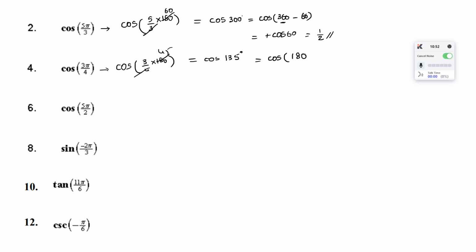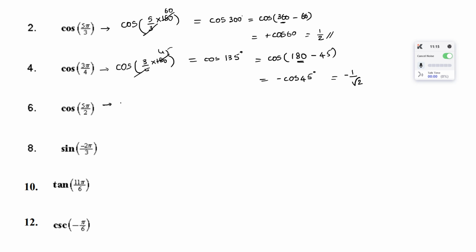So cos 135 can be written as cos 180 minus 45. So whenever the reference angle is 180, there will be no change in the name. That will become cos 45 itself. And 180 minus theta belongs to the second quadrant, in the second quadrant sine is positive and cos is negative. So I have to put a minus symbol, and the answer is minus 1 by root 2.